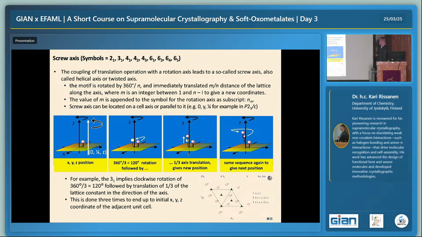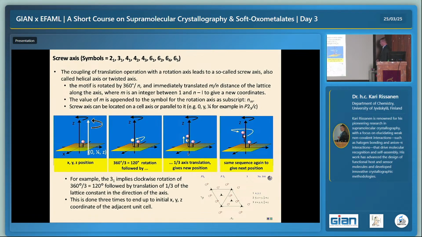And this doesn't exist in any other form than in a solid state. And here is the idea: the 1/3 implies clockwise rotation, 360 divided by 3, followed by translation of 1/3 in the lattice direction. So the lattice direction is the agreed direction. And now if it's in the monoclinic system, then we agree that it's the axis along which it goes. And then the idea is that the initial coordinates will be different.